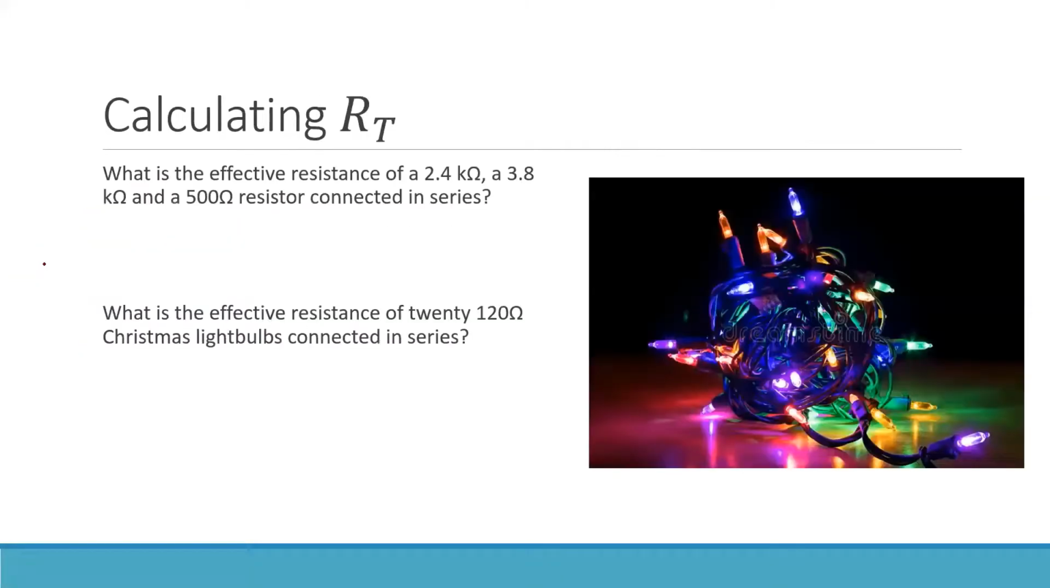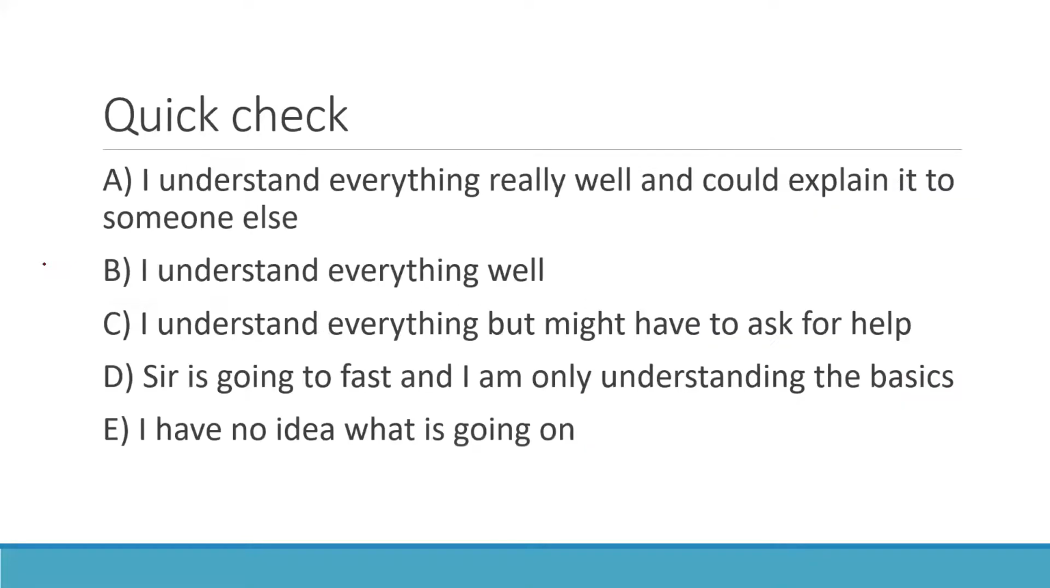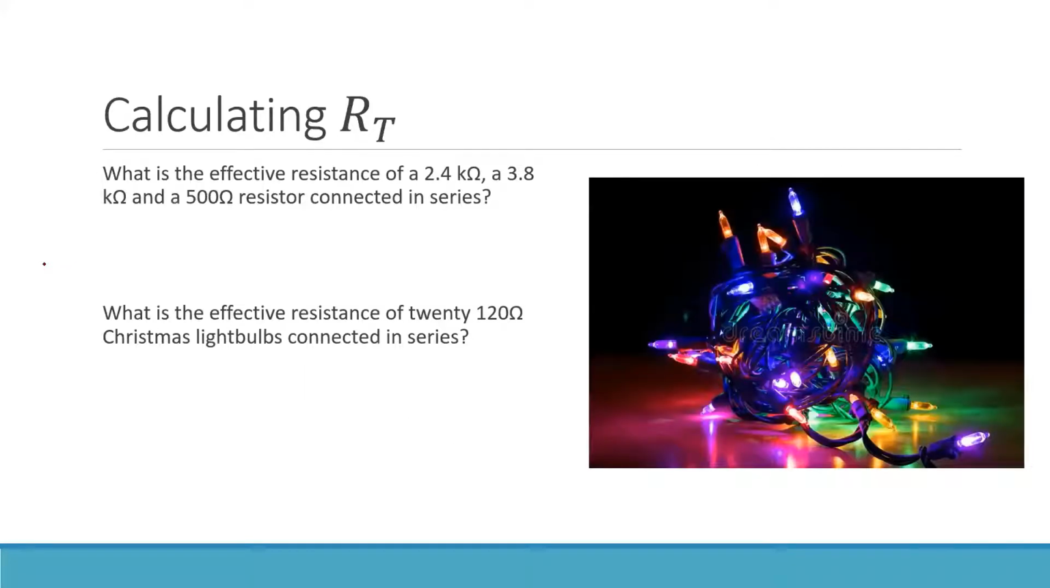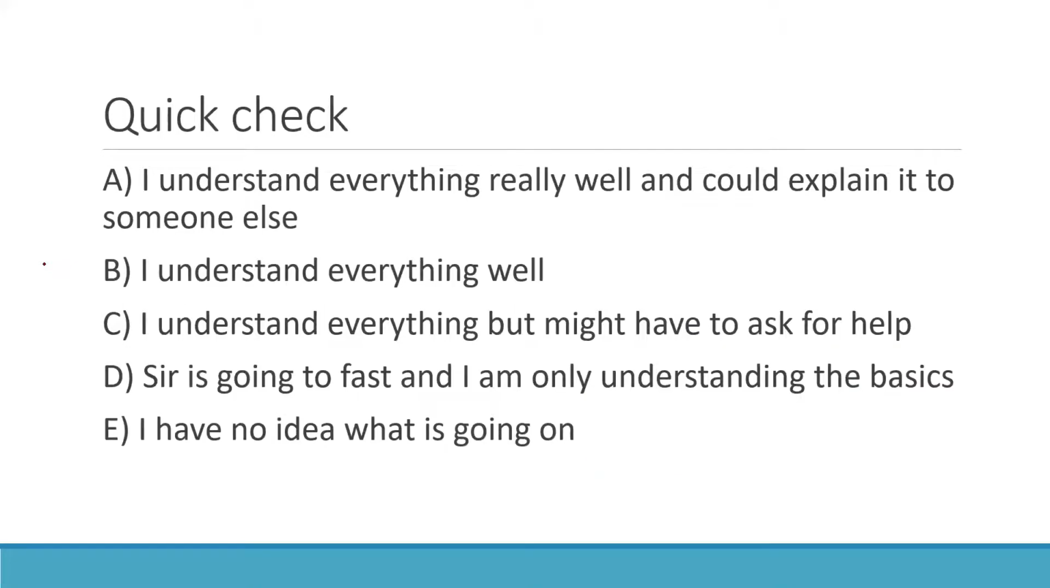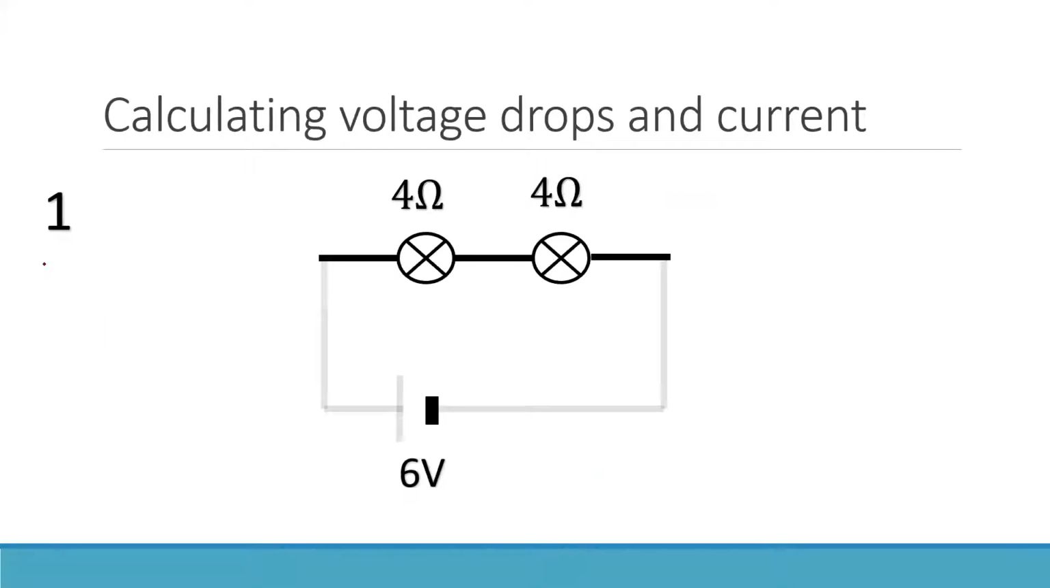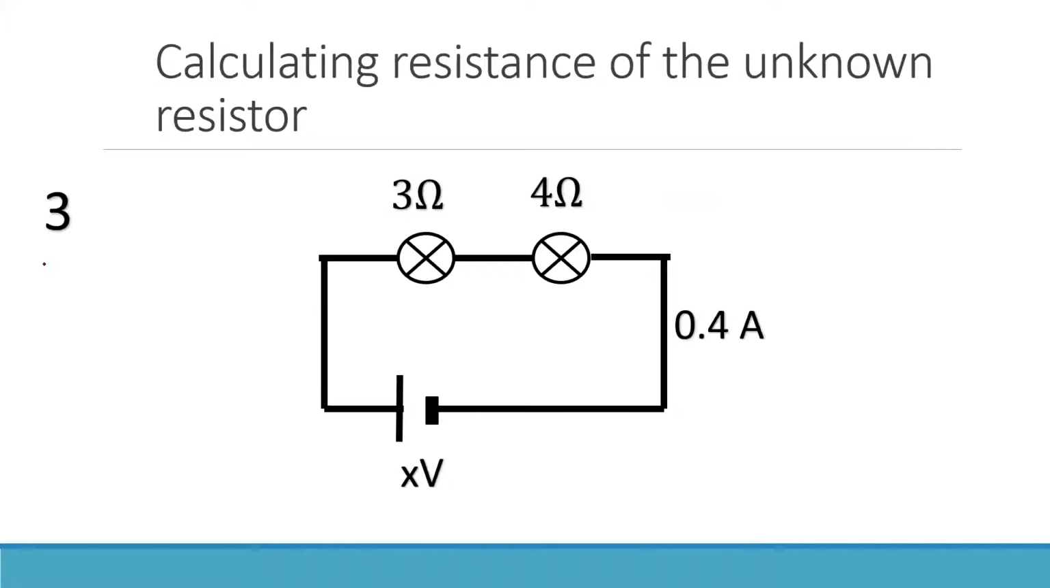After that, we did some calculations, and then we actually looked at some circuits. We did one circuit where the two resistors were the same, one circuit where the two resistors were different, and then one circuit where we had a current, but we didn't know the EMF. We didn't know the voltage of the battery.